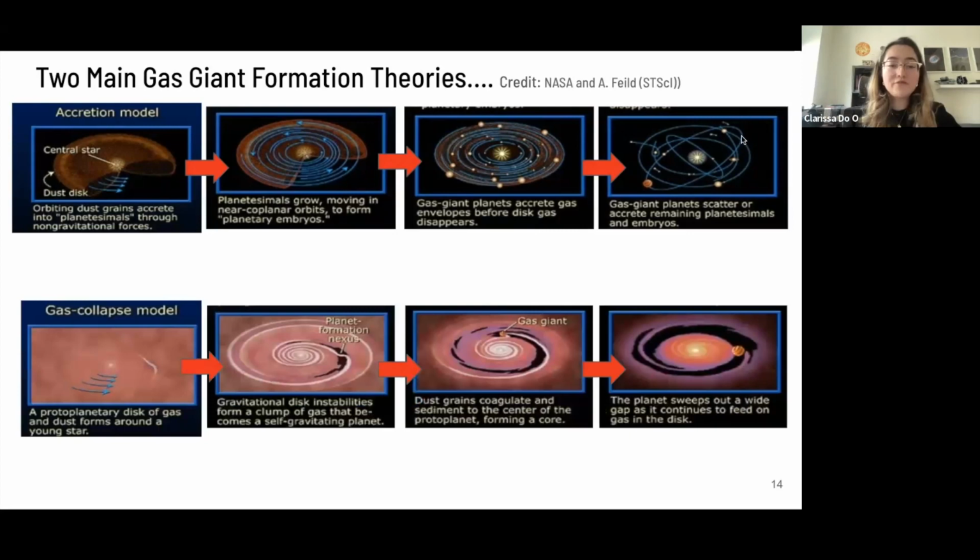Then the other main formation theory is called the gas collapse model, or gravitational instability model. So here we again have the protoplanetary disk, mainly made of gas and dust. But instead of having a planet slowly build up from all of that dust that is slowly accreting, we actually have an instability in the disk, a gravitational instability in the disk that forms a clump of gas that becomes a self-gravitating planet. And this newly formed gas giant continues to orbit around the star in the protoplanetary disk, and it actually ends up carving a gap in the disk as it obtains more gas onto itself.